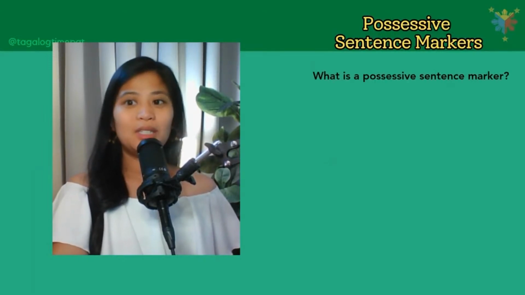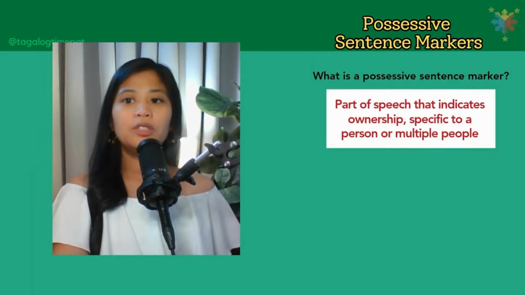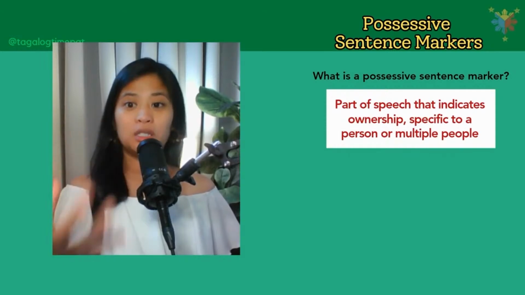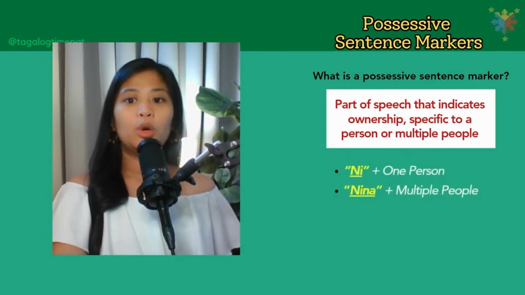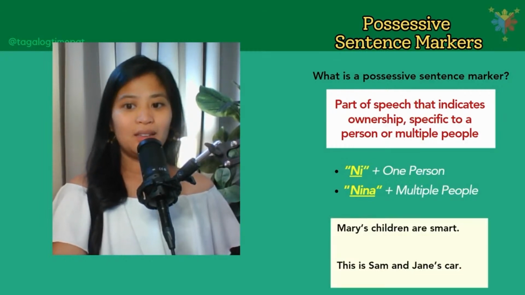Now I want to take a look at some possessive sentence markers. What is a possessive sentence marker? Well, it's a part of speech that indicates ownership specific to a person or multiple people. So now if we want to say someone's name, like we're saying it belongs to someone specific, this is how we're going to do it. So we would use the word ni for one person. We would use the word nina for multiple people. So take a look at this.